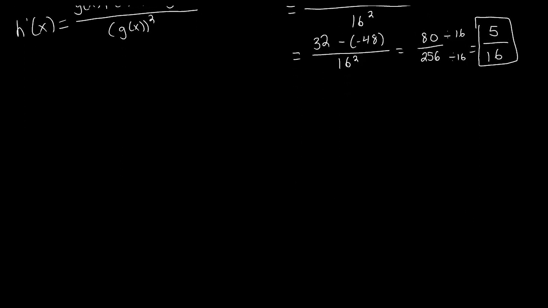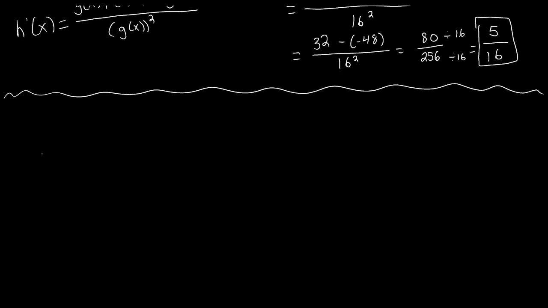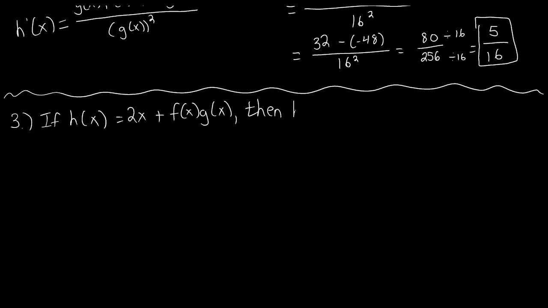So again, I'm going to go ahead and give us some little break in the action there. So question 3 asks us that if h of x equals 2x plus f of x times g of x, then h prime of 3 equals what?